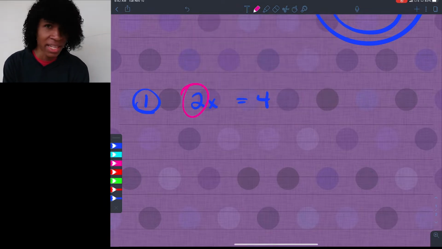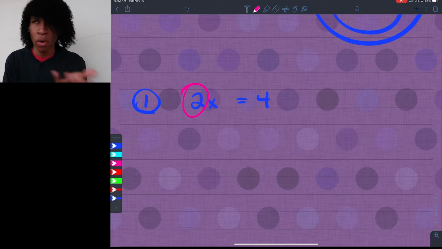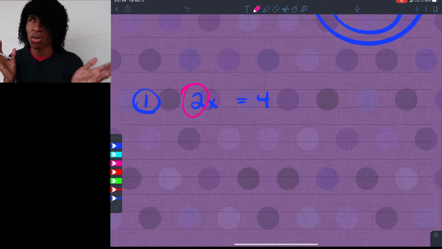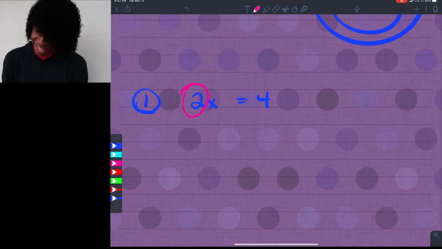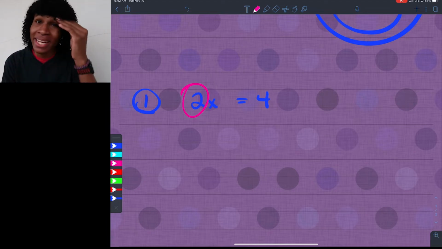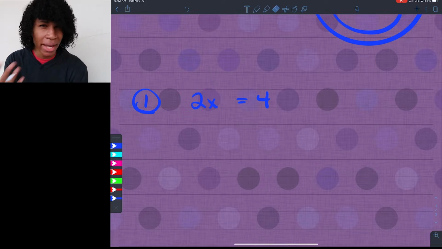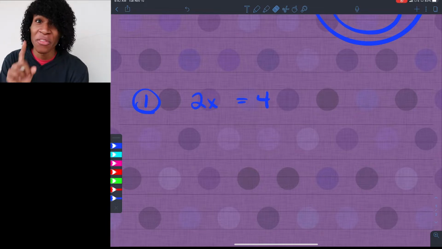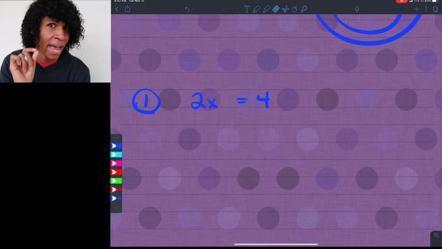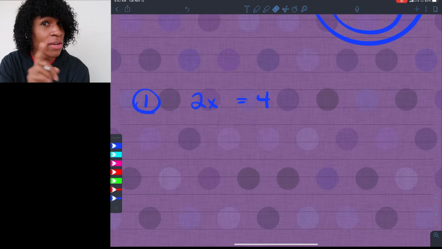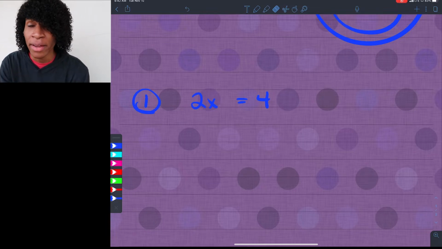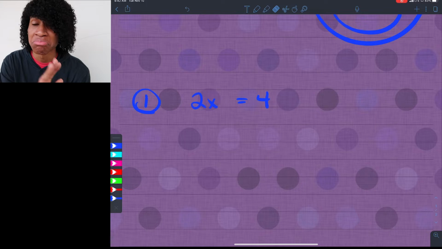And we don't want anything attached to the x except for 1. You can have 1x because 1x is the same as x, so that's fine. But 2 and anything else attached to it, no go. So we've got to get this thing alone. Now, unlike before where we had plus and minuses, this time we've got 2 being multiplied by x. But the rule, like I told you before, is exactly the same. What you do to one side, do to the other, and get x alone. Do that, and you win.